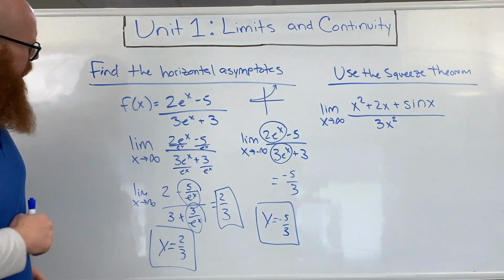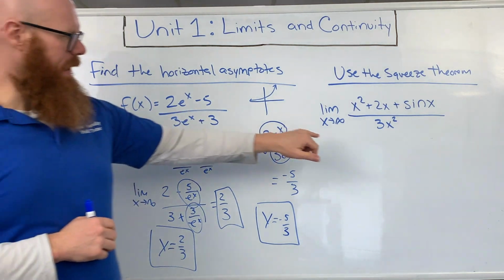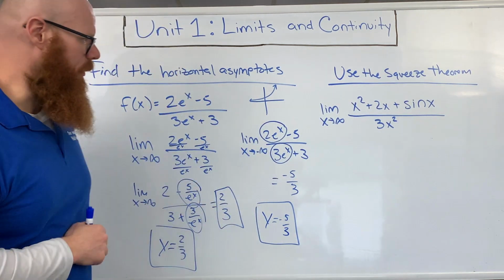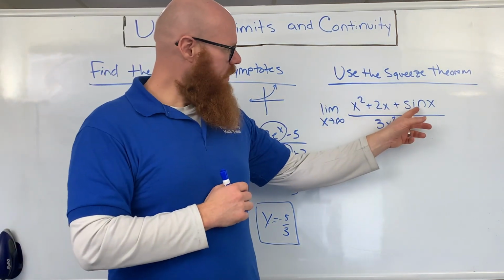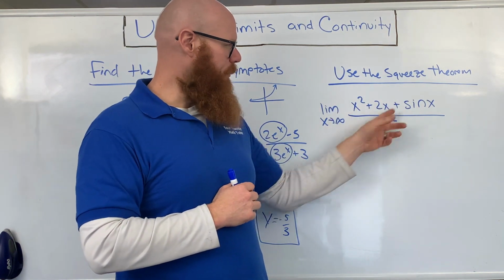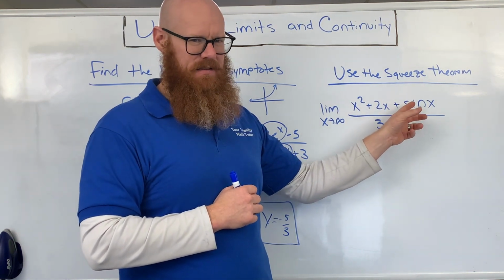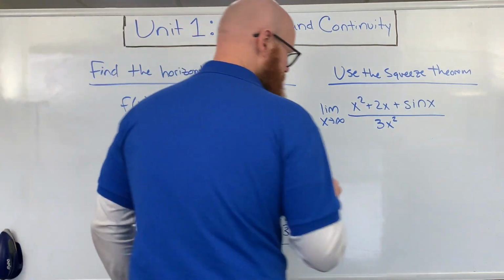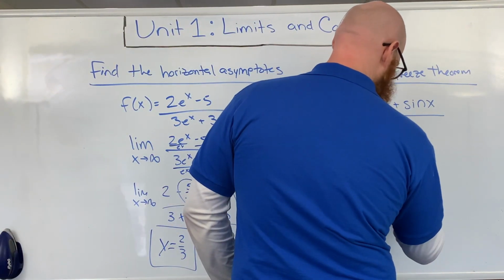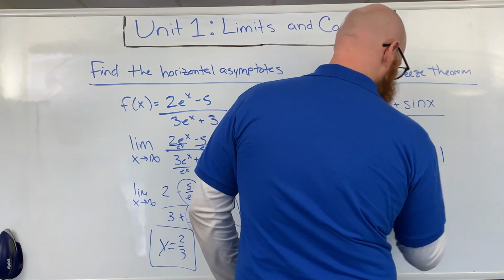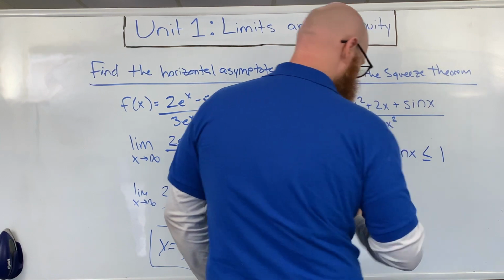All right. Then the other thing that could happen with a limit at infinity is maybe we would have to use the squeeze theorem. So this one doesn't completely work the way we did it before because of this sine x. All right. So what we're going to do is we're going to use the squeeze theorem. And we're going to start with the fact that sine x is always between 1 and negative 1.